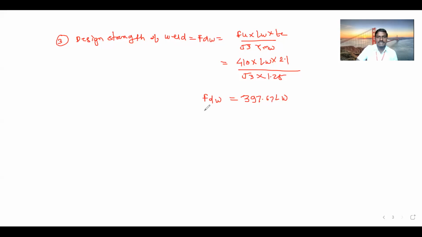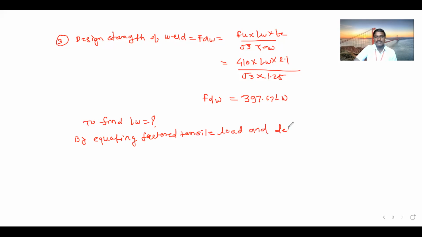Now we have to equate this. Now here our target is to find LW. So to find LW, what we have to do? By equating factored tensile load and design strength of weld. Design strength of weld.